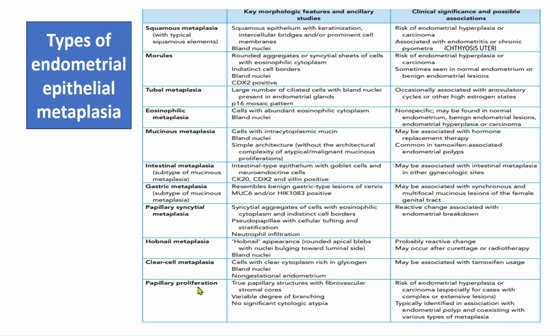Now, papillary proliferation shows true papillary structures with a fibrovascular core, variable degree of branching, but no cytological atypia. There is risk of endometrial hyperplasia or carcinoma if complex or extensive papillary proliferation is there, and it is typically identified in association with endometrial polyp, and some other types of metaplasia may coexist.